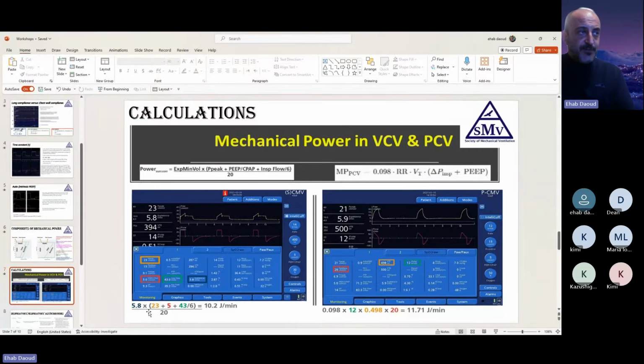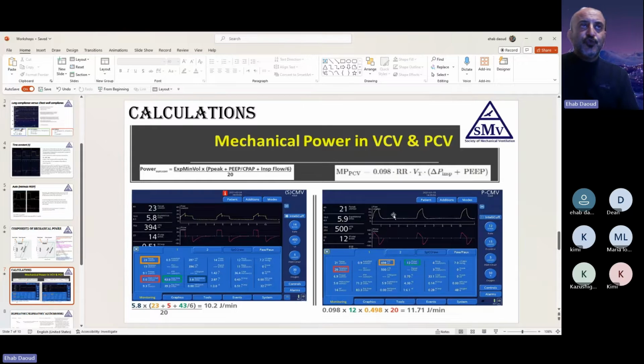So let's take a look for example. So in our example here, the minute volume is 5.8, multiplied by the peak 23, plus the PEEP is 5 here. The peak inspiratory flow is 43 divided by 6, all divided by 20. You do the math, you get 10.2 joules per minute.